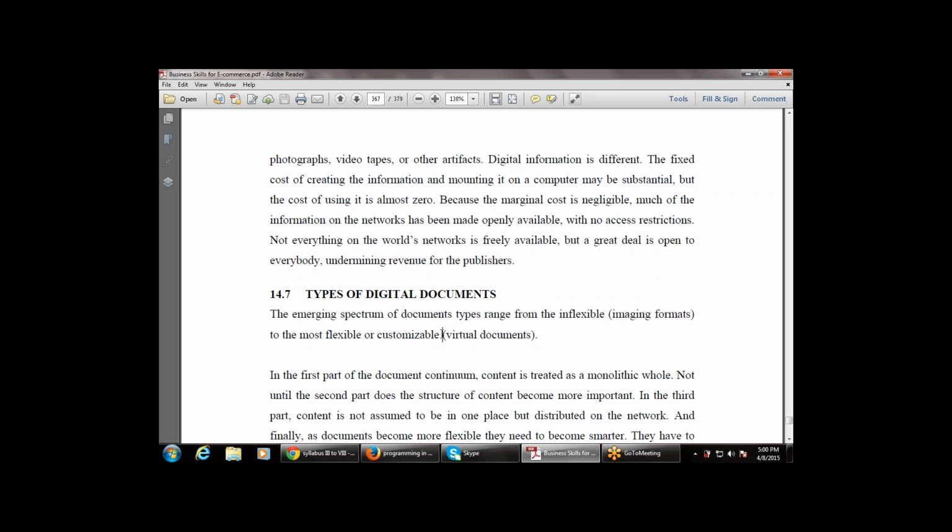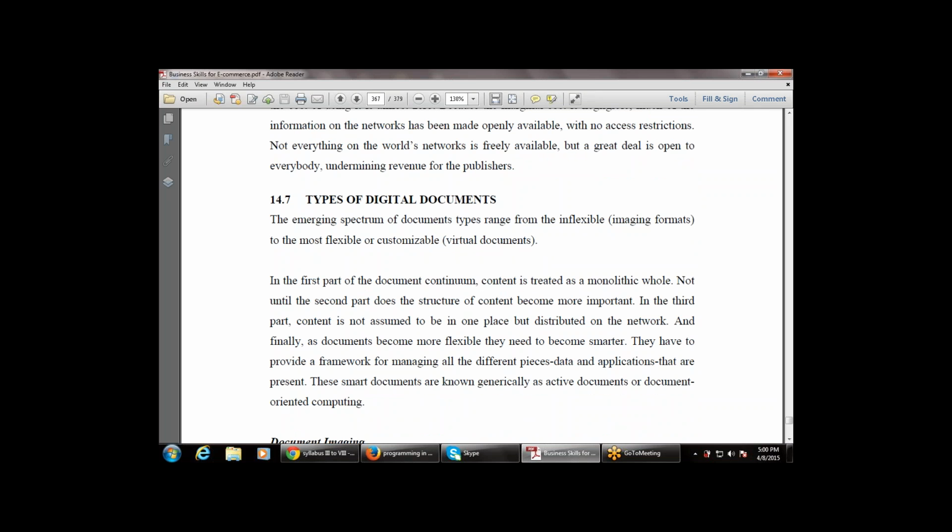Now, next is, what are the various types of digital document? The emerging spectrum of document types ranges from the inflexible, that is the imaging format, to the more flexible or customizable, that is a virtual document. Inflexible means the image format, which cannot be flexible, and flexible means a virtual document that is customizable.